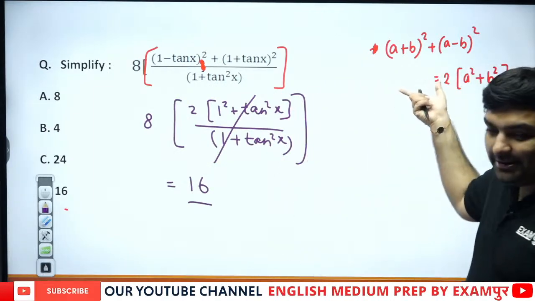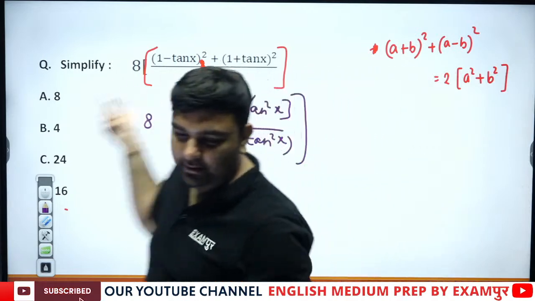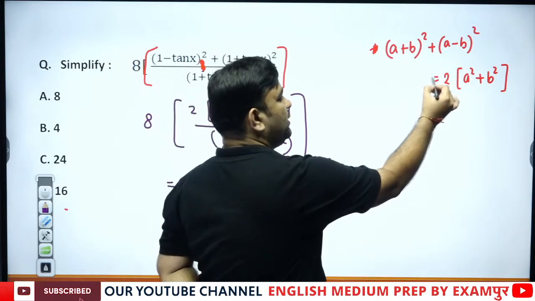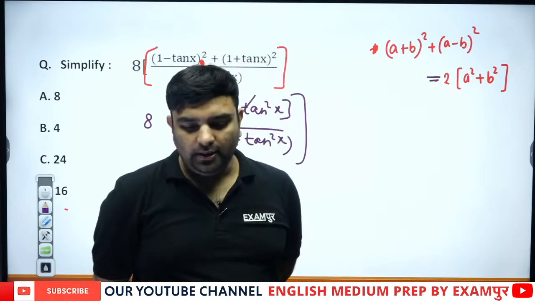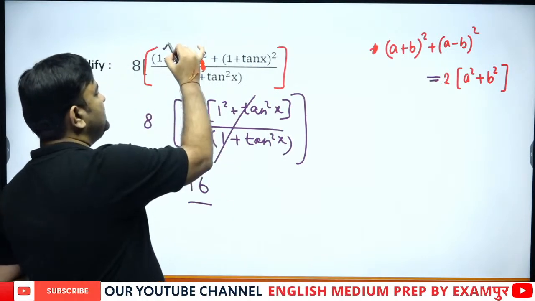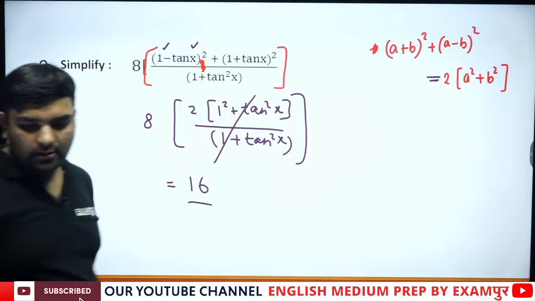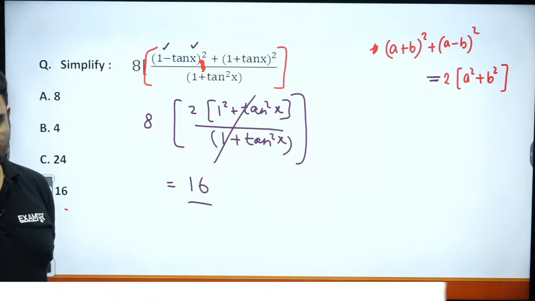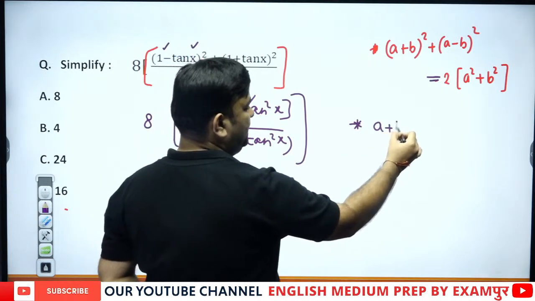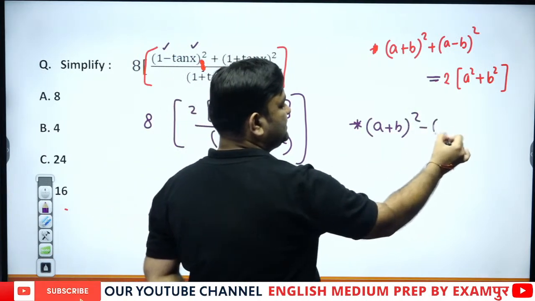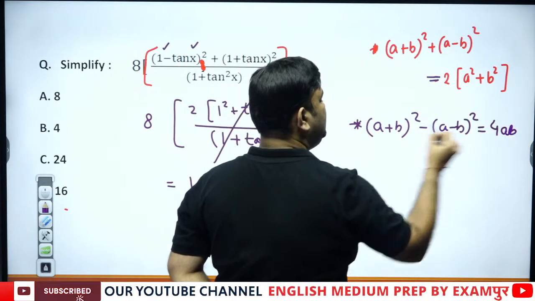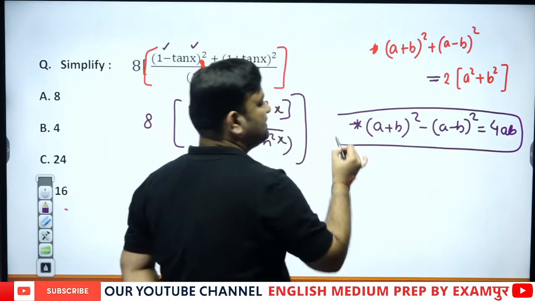Use this, guys. This is such a next level thing, that a plus b whole square plus a minus b whole square is twice of a square plus b square. And what is the next thing, guys? It is a plus b whole square minus a minus b whole square is equal to 4ab. These two are next level things, yeah?